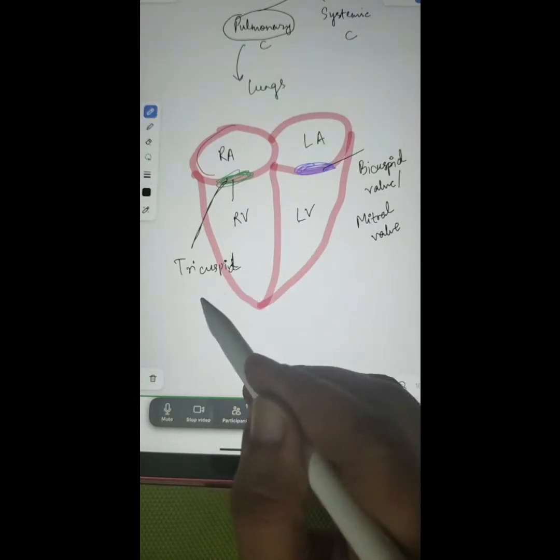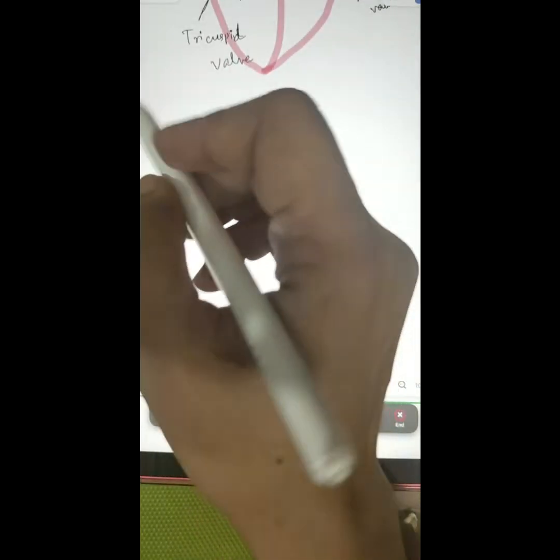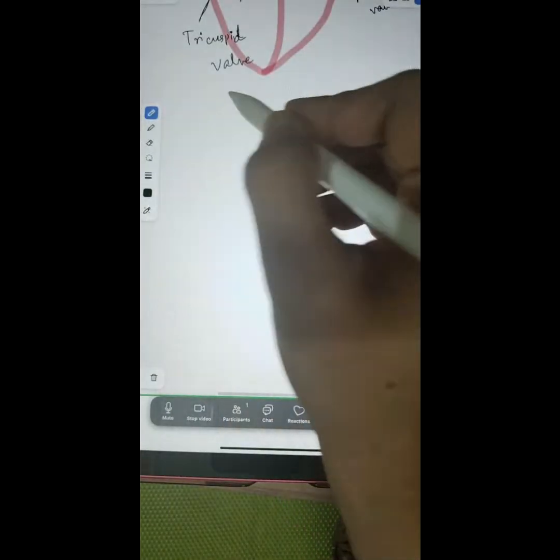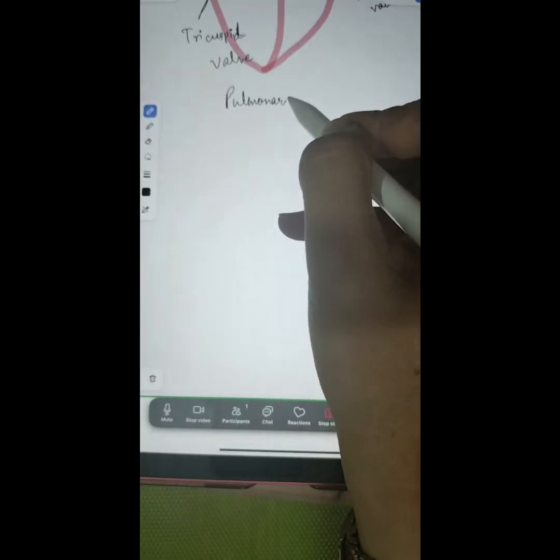It is tricuspid valve. Why are we saying tricuspid and bicuspid? In bicuspid, what do you mean by bi? Bi means two. So if there are two muscular flaps in the valve, it is bicuspid. If there are three muscular flaps, then it is going to be tricuspid. Okay. After this, let's understand the first part of the double circulation, which is pulmonary circulation.